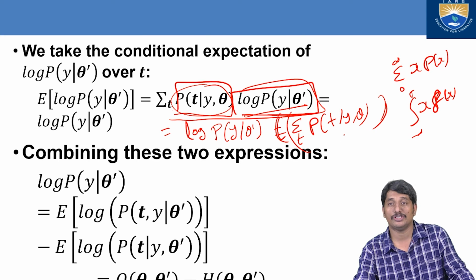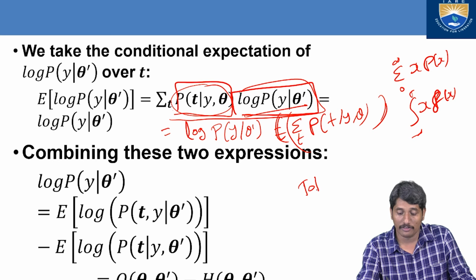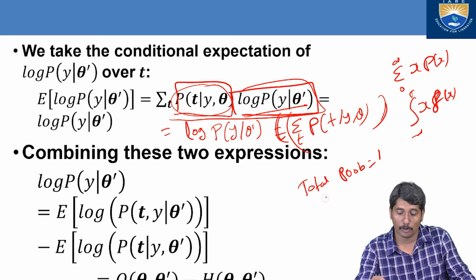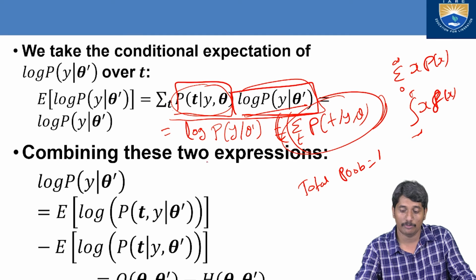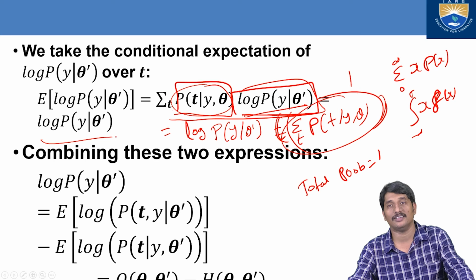Now my question is, what is the sum of all probabilities? Total probability is always 1. Total probability is always the sum of all probabilities. When you put all probabilities together, it leads to 1. So the sum of all probabilities will be 1. That means this will be 1. 1 into this, that is why we obtain the answer like that.